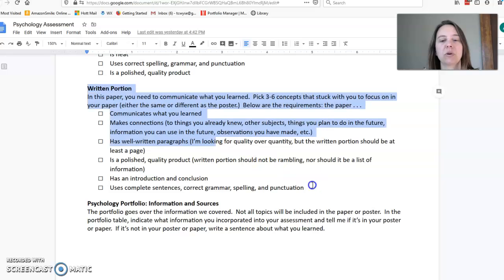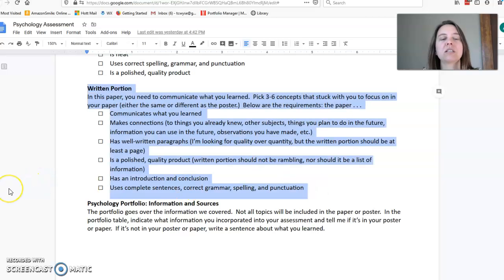Then there is a written portion. In this paper, you will need to communicate what you learned. Pick 3 to 6 concepts that stuck with you to focus on in your paper. These can be the 3 to 6 concepts you did on your poster, but they do not have to be. They could be different. Below are the requirements.